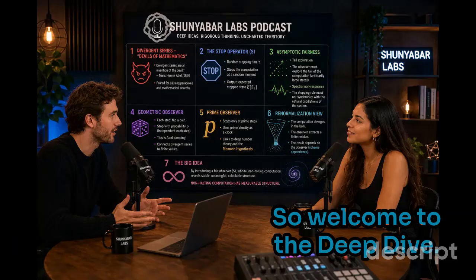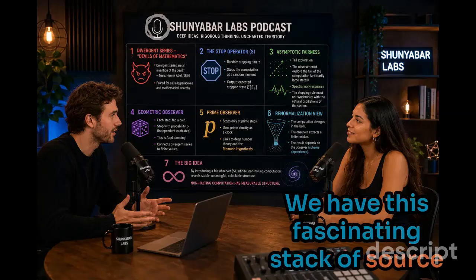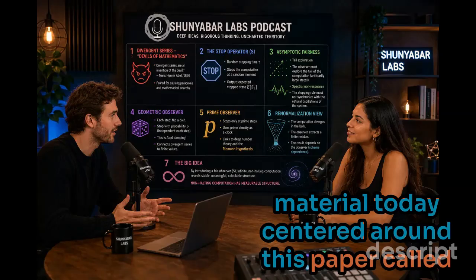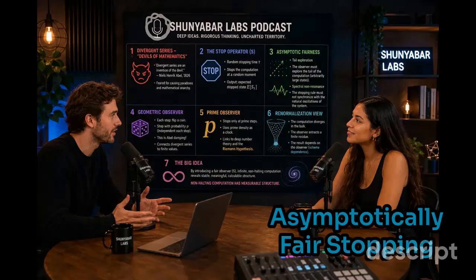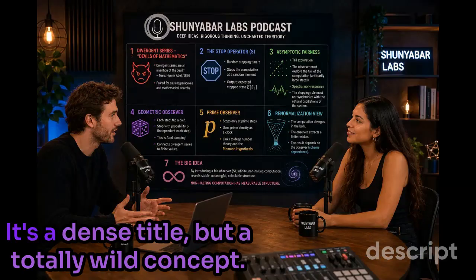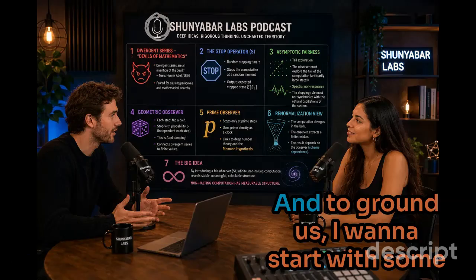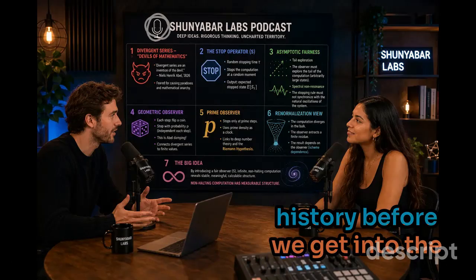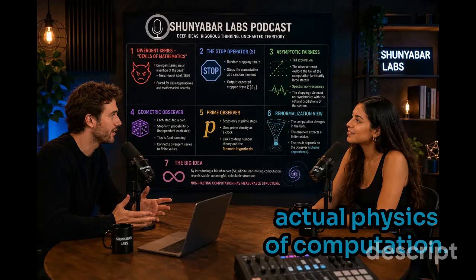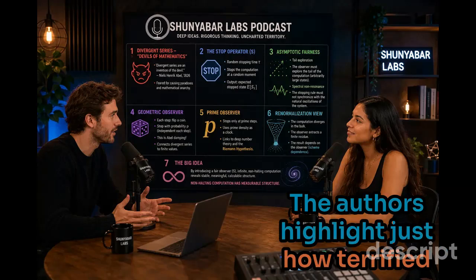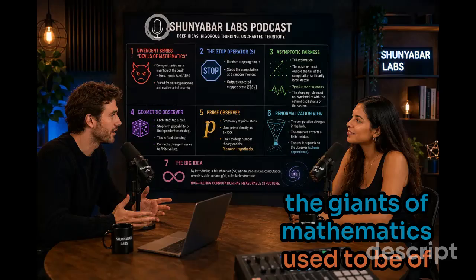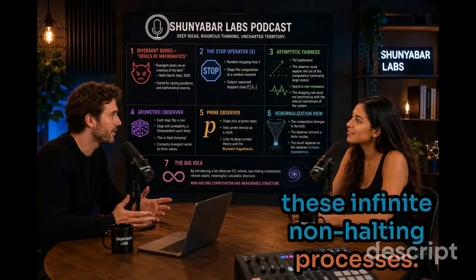So, welcome to the deep dive. We have this fascinating stack of source material today centered around this paper called Asymptotically Fair-Stopping and Divergent Computation. It's a dense title, but a totally wild concept. Super wild. And to ground us, I want to start with some history before we get into the actual physics of computation. The authors highlight just how terrified the giants of mathematics used to be of these infinite, non-halting processes.